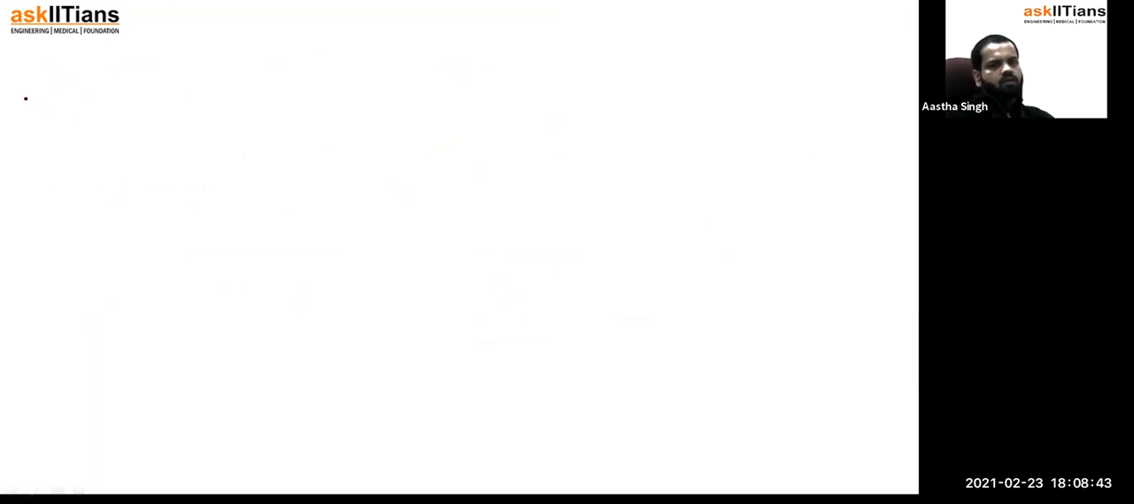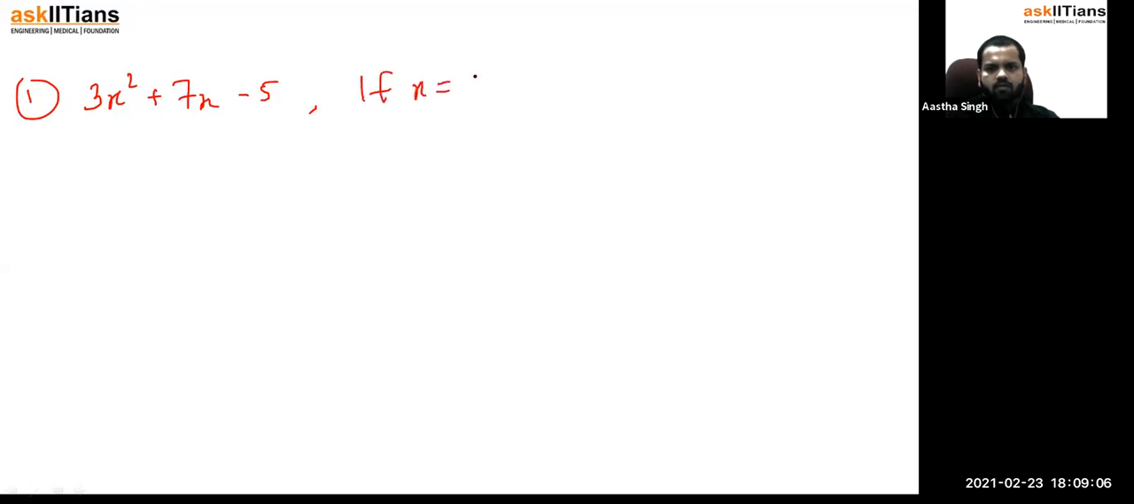So suppose we'll take three examples. First, suppose an expression is there: 3x square plus 7x minus 5. You have to evaluate the value of the expression if x is equal to 1 and 2. In one question, I have put two values. So first x is equal to 1, second is 2.